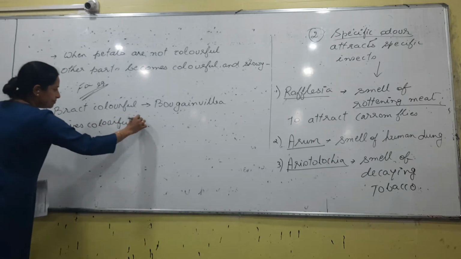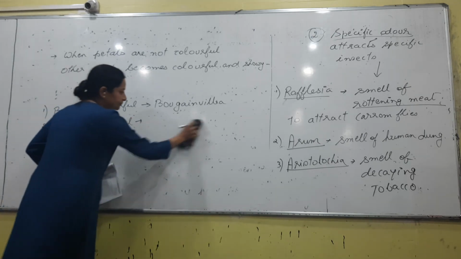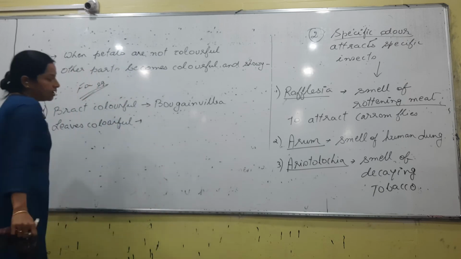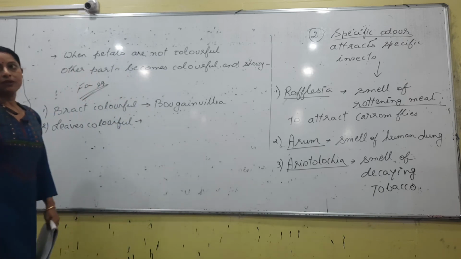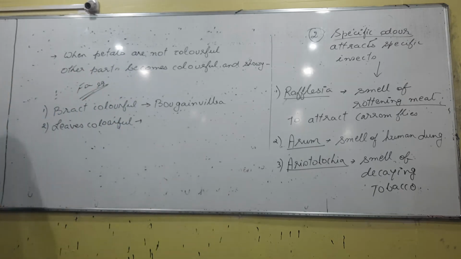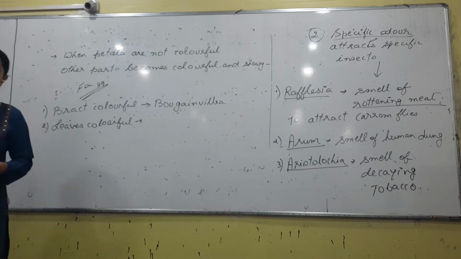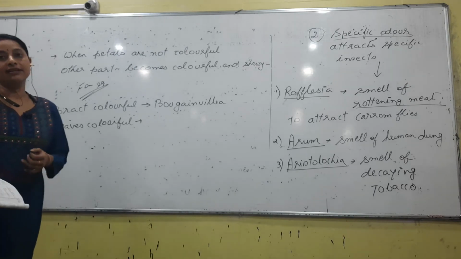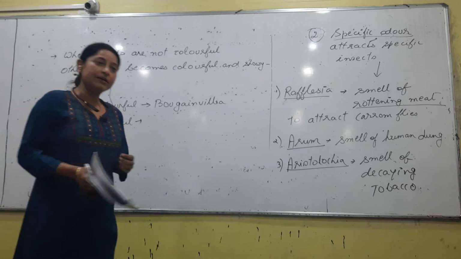Can you give an example of colorful leaves? Have you seen a plant whose leaves are either pinkish or reddish in color, and the plant itself is called lal patta in Hindi, Euphorbia pulcherrima.